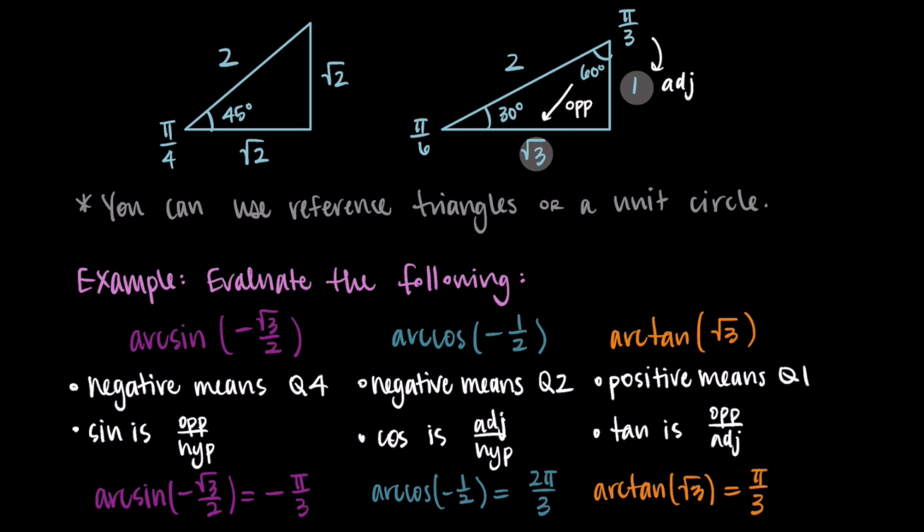So these all actually started at the same angle. All of these examples started at pi over 3 for my reference triangle, but they all had different answers. So arcsine was in quadrant 4 with a negative pi over 3. Arccosine was in quadrant 2 with a 2 pi over 3. And arctangent was in quadrant 1 with a pi over 3.